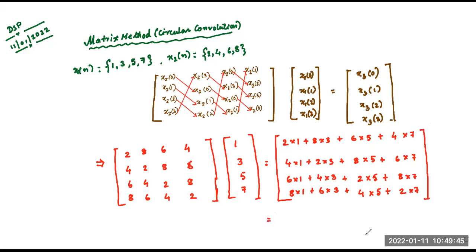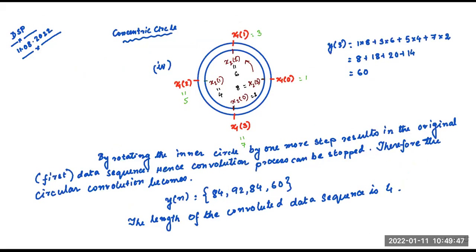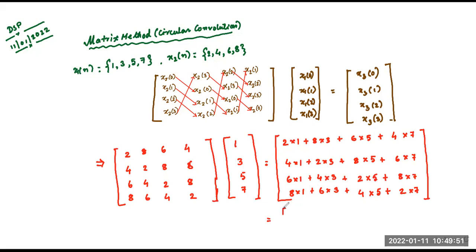So you will get the same answer that is given, 84, 92, 84, 92. Then what will be 84, 60. Okay, everybody? Yes, sir.